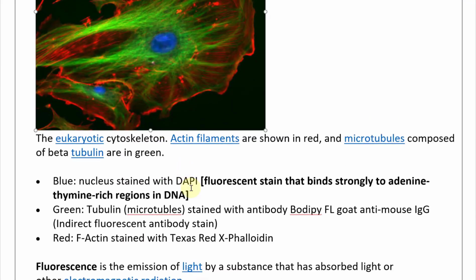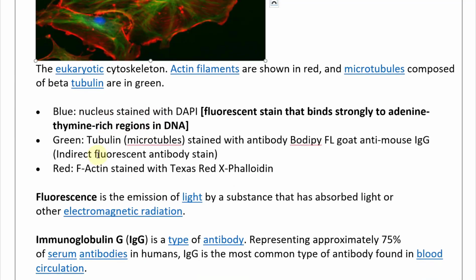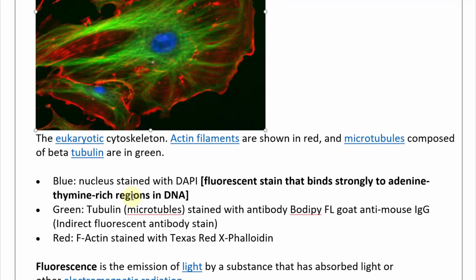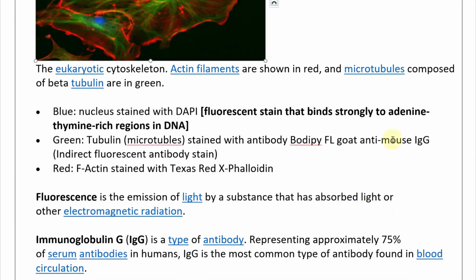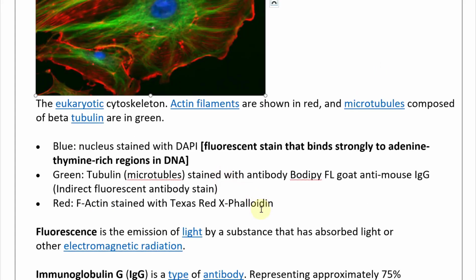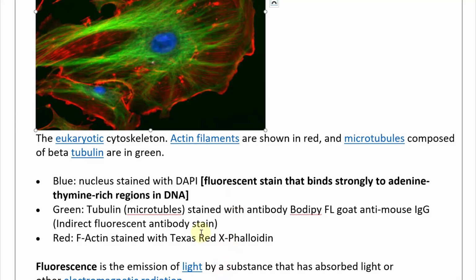That's a nucleus stained with DAPI, which is a fluorescent stain that binds strongly to adenine-thymine-rich regions in DNA. So it can stick to it and show that blue color. Green is tubulin, microtubules stained with antibody. This one is BODIPY FL goat anti-mouse IgG, an indirect fluorescent antibody stain, and we'll get to that in a bit. So red is the F-actin, or filamentous actin, stained with Texas Red-X phalloidin. Well, actually, that's pronounced phalloidin. So basically, a type of stain.